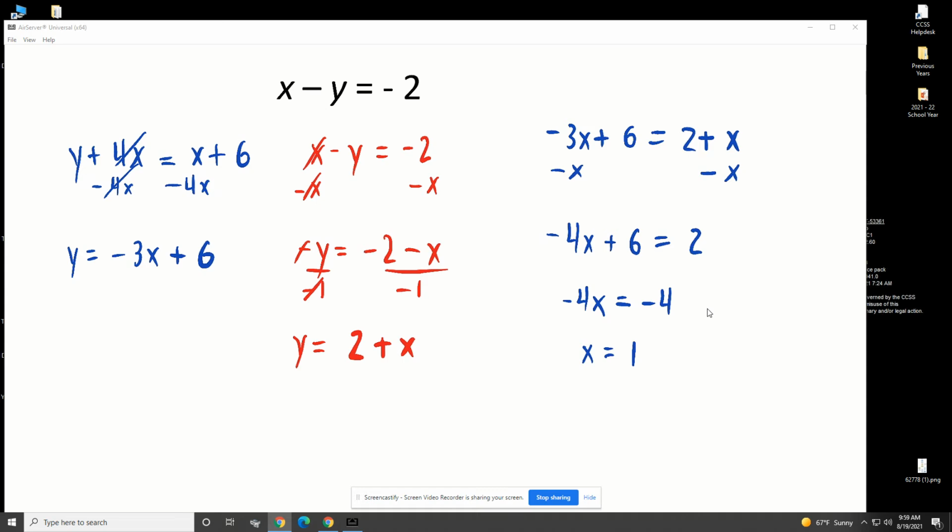1. Now maybe I solved that a little differently than you did. But in the end, don't we both get 1? And that's fine. That's all that matters. X equals 1. So what's my last step?